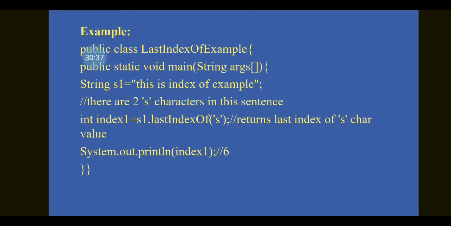So the next method is lastIndexOf, which is used to find the last occurrence of a particular character or string. Here lastIndexOf of s will return 6 as a result, because the last occurrence of the character s is at index 6. That is, the first occurrence is at 0, 1, 2 and 3, and the last occurrence is 6.